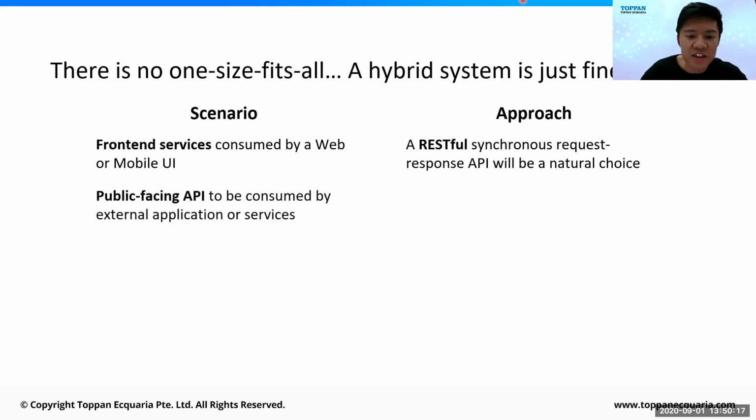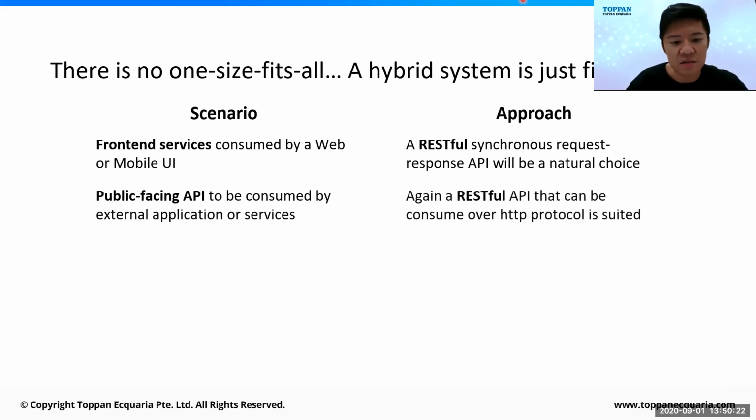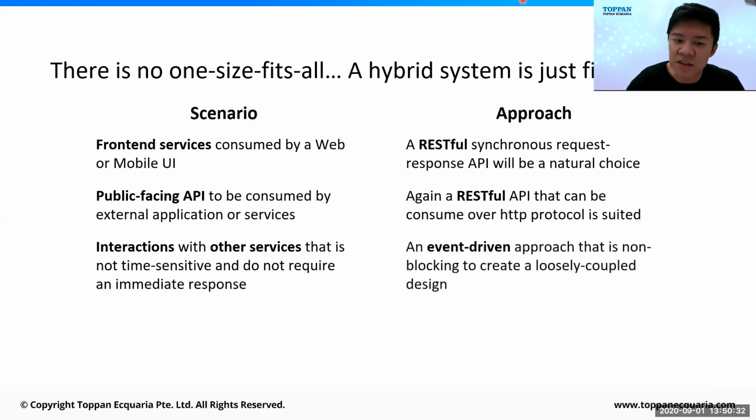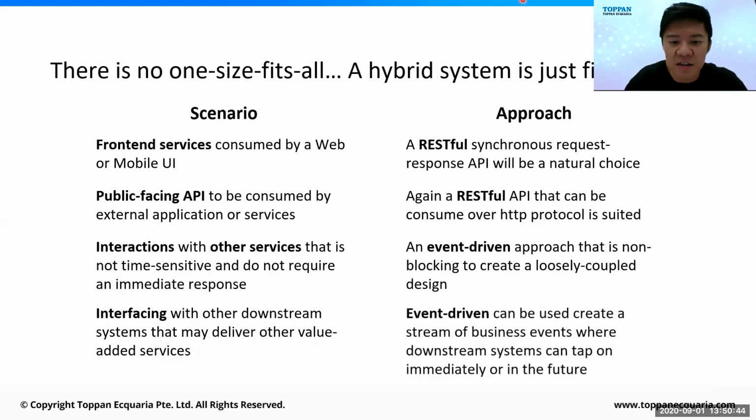If you are building API integration with external systems or external services, again, I think REST is fine. If you're trying to build service-to-service communications that are not time-sensitive and do not require immediate response, in this case we think event-driven is a better choice to provide the loosely coupled design of the microservices. And if you're trying to build downstream services that may deliver other value-added services, as mentioned by Darren earlier, event-driven can be used to create business events where downstream systems can tap on immediately or in future for other value-added services.